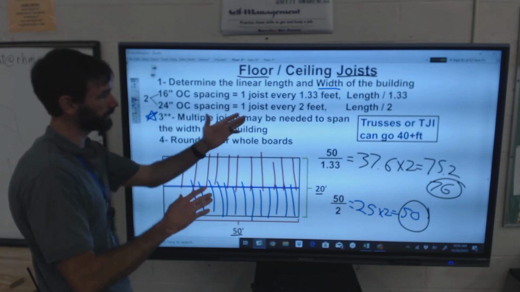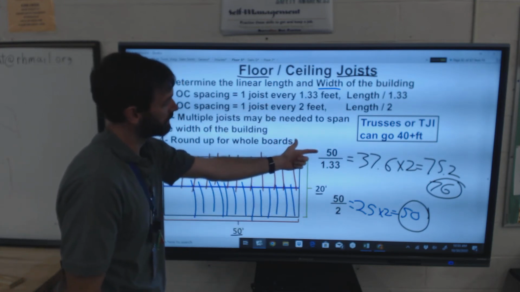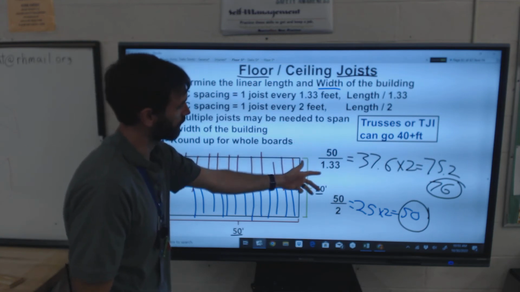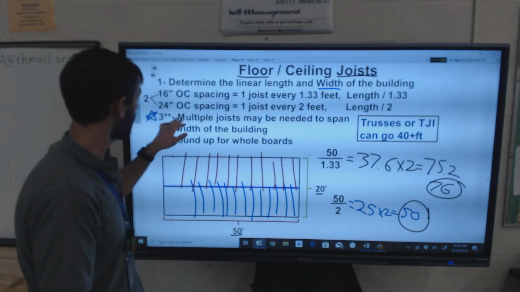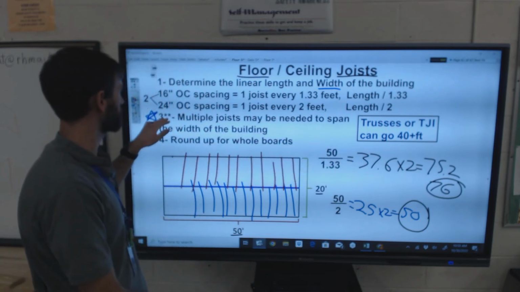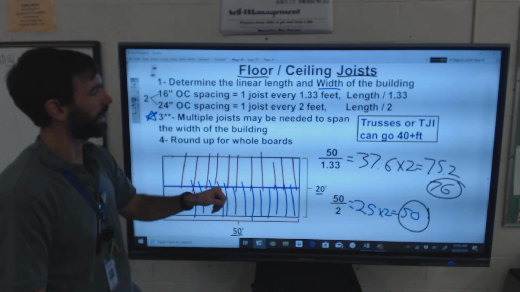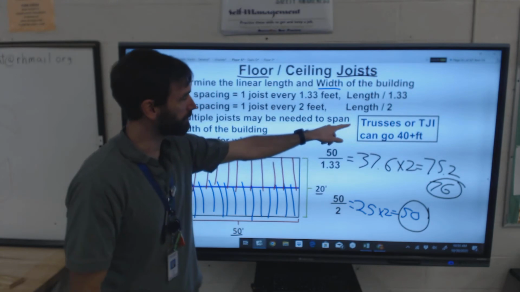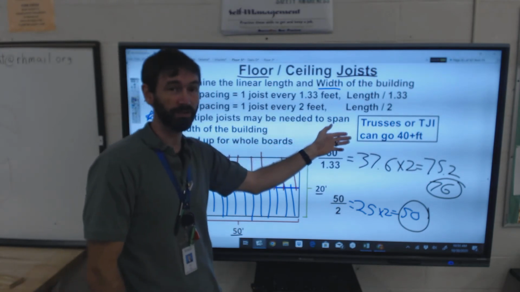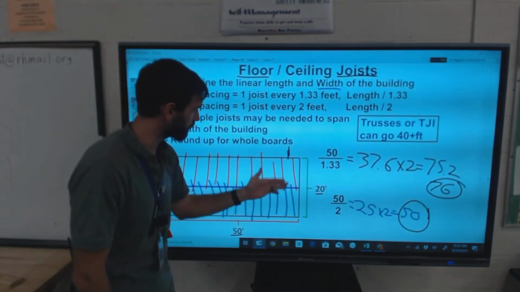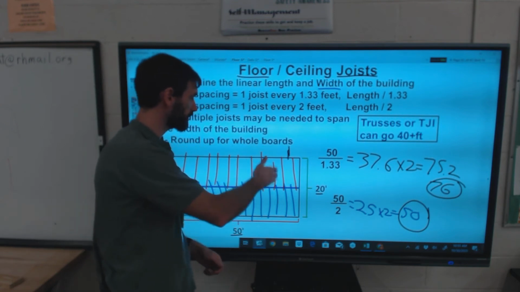Anyhow, here's your math. Determine the length and the width of the building. Divide the length by your layout, where it's 1.33 for 2. Multiply, and this is not always the case, but most of the time you're going to multiply by however many sets of joists you're going to need, and then round up. But also keep in mind, trusses or TJI joists can go 30 or 40 feet. So if you have a 20-foot section here, and you get TJI joists, you would just need one set.